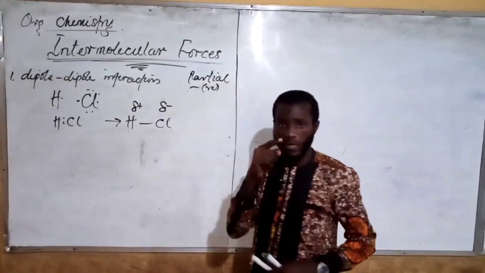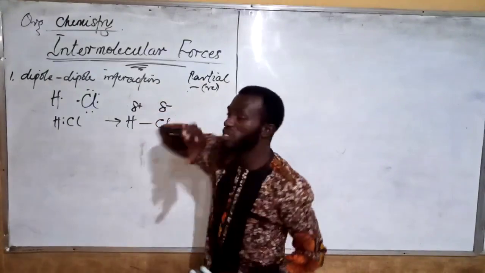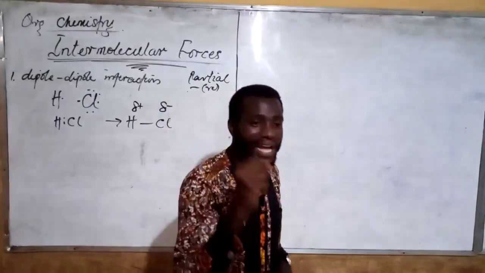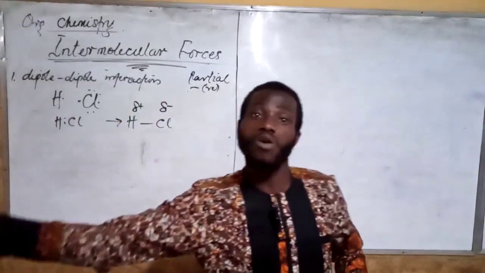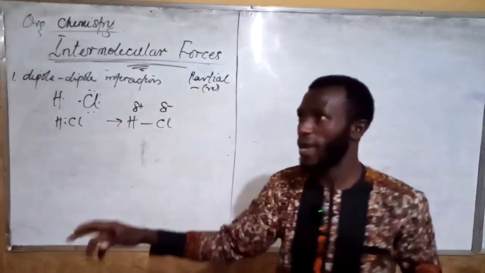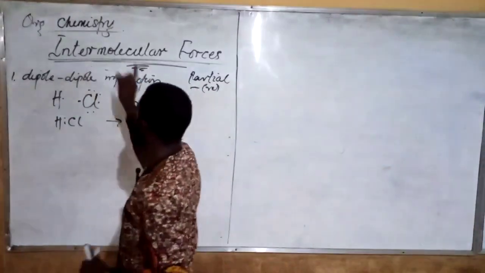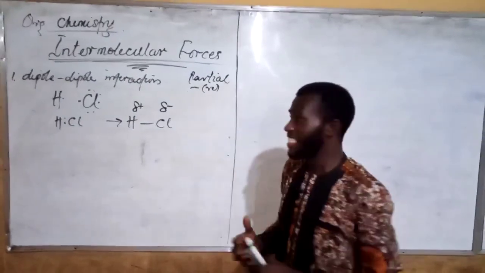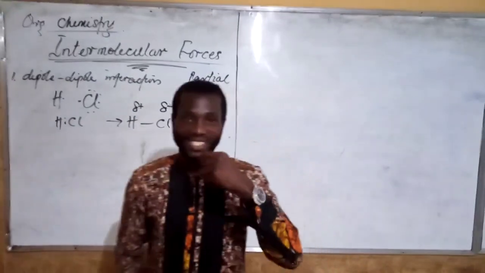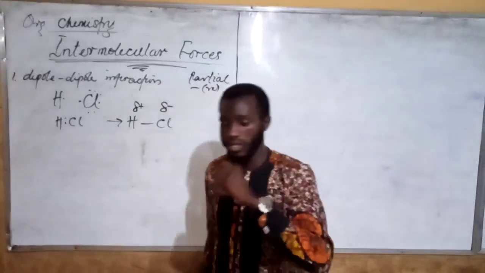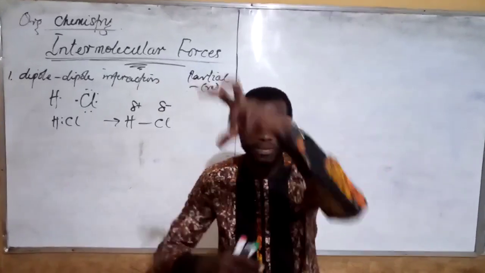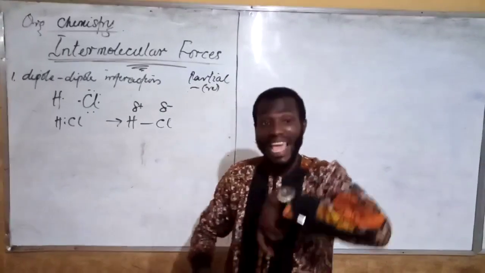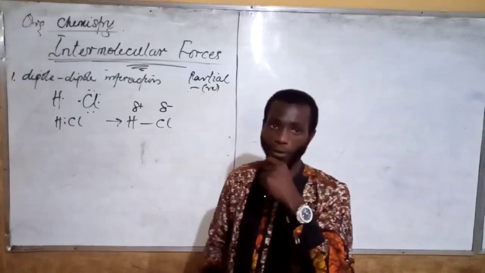Because of this phenomenon, this hydrogen is going to seek to attract an electron pair from another molecule elsewhere. And that's why we have intermolecular forces, because it is occurring between two or more molecules. And that is the concept of Lewis acid. Recall that Lewis described an acid as a substance that is an electron pair acceptor.